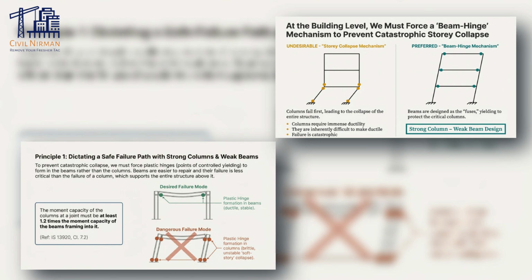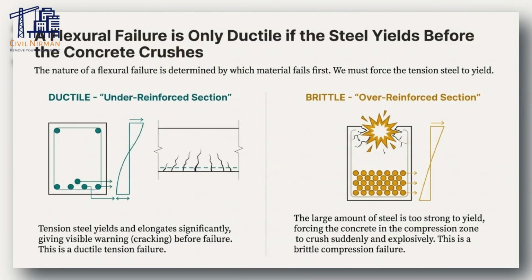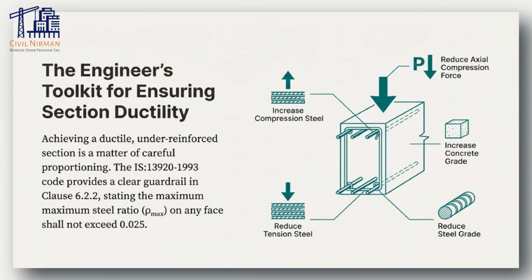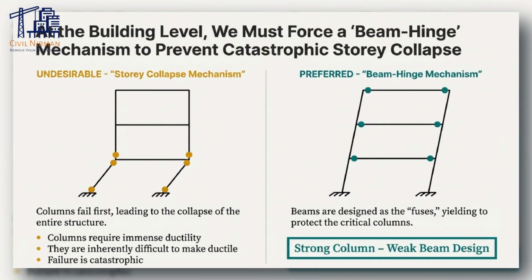This means designing under reinforced sections where the tension steel yields before the concrete crushes. The code limits the maximum steel ratio to ensure this happens. Step number 2. Strong column, weak beam. We must force the failure into the beams, not the columns.